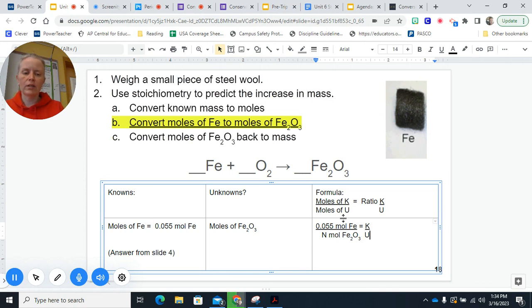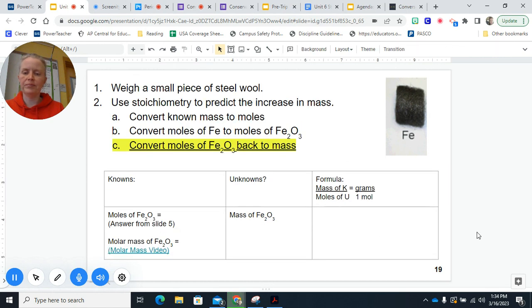So when you set this one up, make sure that iron is on the top on both sides. This is the amount from our experiment. This is the amount from our equation. And then on the bottom, this is what we're looking for. And this is our coefficient from our equation from Fe2O3. Once you get an answer here, then you're going to go on to slide 19.